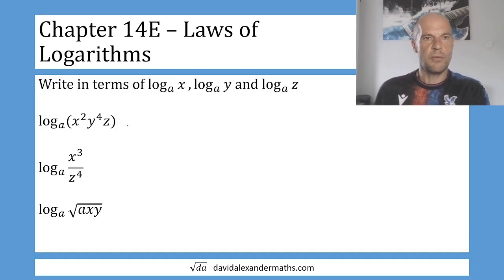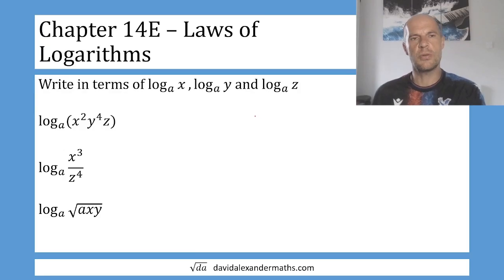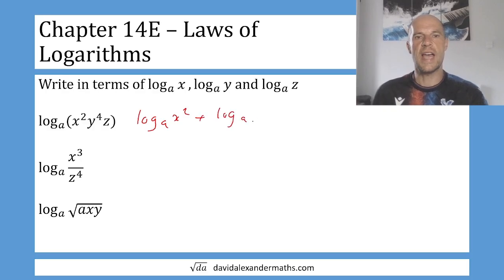Okay, so here's some other fun ones. Write in terms of log a x, log a y and log a z. All of these questions are really just making sure that you understand the laws and you can manipulate logs. So x squared is being multiplied by y to the 4, which is being multiplied by z. If we write that as 3 separate logs, that's going to be log a x squared plus log a y to the power of 4 plus log a z.